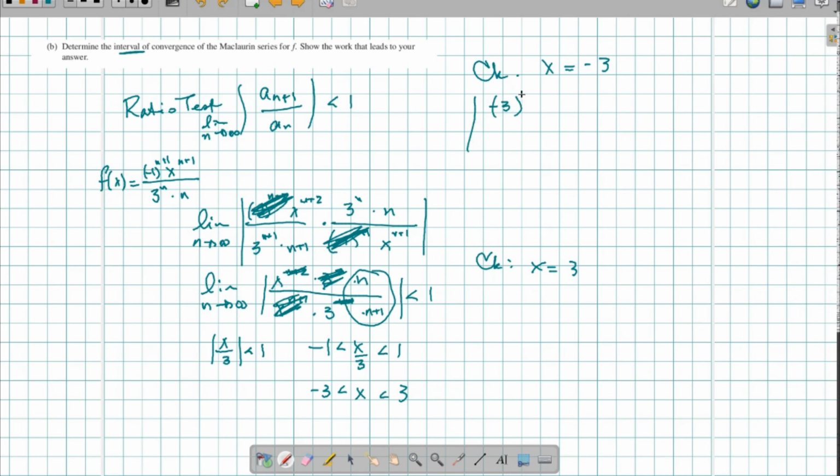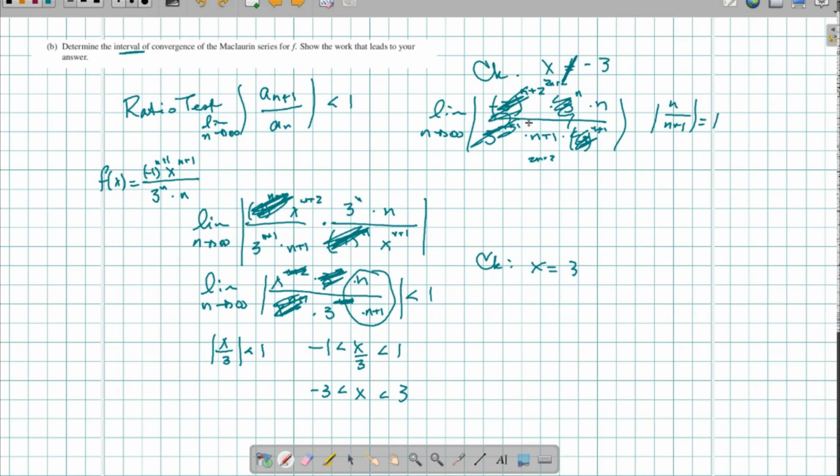If x is negative 3, then I end up with negative 3 to the n plus 2 times 3 to the n times n over 3 to the n plus 1 times n plus 1 times negative 3 to the n plus 1. And so this is n plus 2 plus n, so this is really 2n plus 2 on the top, 2n plus 2 on the bottom, so all of these are going to cancel out, and it's just going to leave me with n over n plus 1 as n increases without bound. Well, this is equal to 1 always, so we do not have equality.